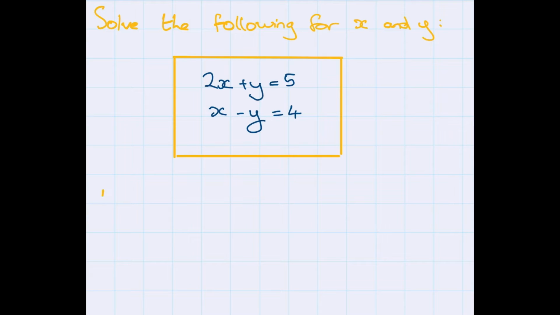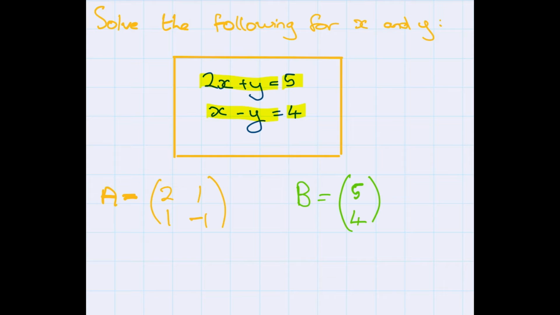So we're going to create a matrix A, and we're going to say this is equal to the coefficients of x and y. So the first row is going to be 2 and 1, and the second row is going to be 1 and minus 1. So that's the coefficients of these two and these two. And we're also going to have a matrix B, and this is equal to 5 and 4. Okay, so let's add them in. So this is just an ordinary column matrix or vector.